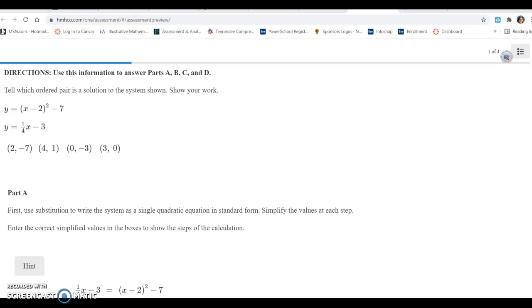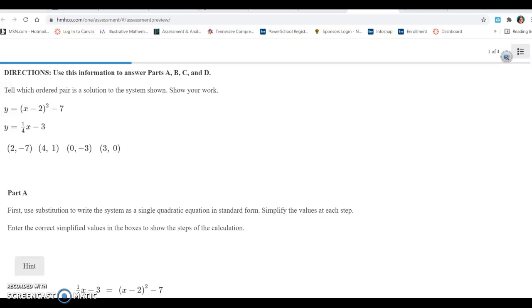So the first point works for the first equation, but not for the second equation. So it's not a solution to the system. It is a solution to the first equation, but not to the whole system. All right, let's check the next one, 1. 4 minus 2 is 2. 2 squared is 4. 4 minus 7 is -3. So that one does not work. For the first one, you don't even have to check the second one, and go to the next point.